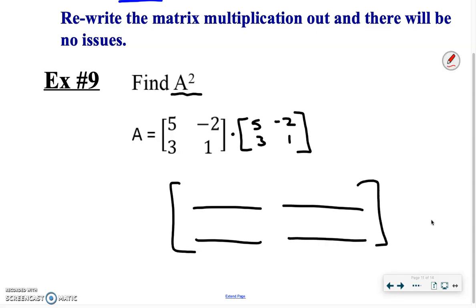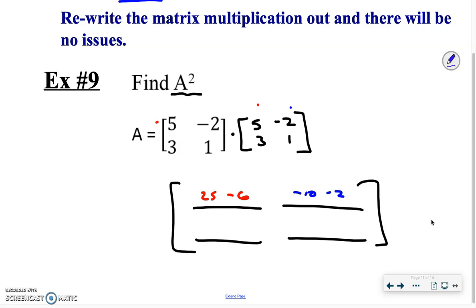So again, we know that we're going to be building a 2 by 2 matrix. Targeting row 1, column 1 means that I'm multiplying row 1 times column 1. So first element is 5 times 5, 25. Second element is negative 2 times 3, negative 6. Row 1, column 2: first element 5 times negative 2, negative 10. Second element, negative 2 times 1, negative 2.